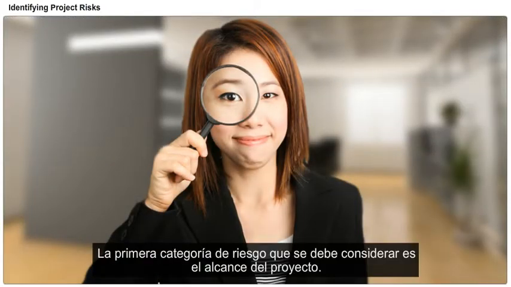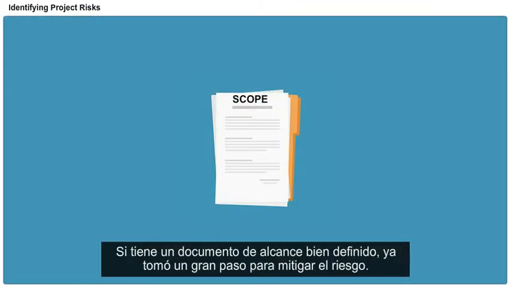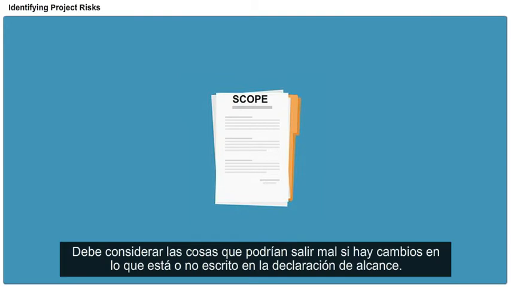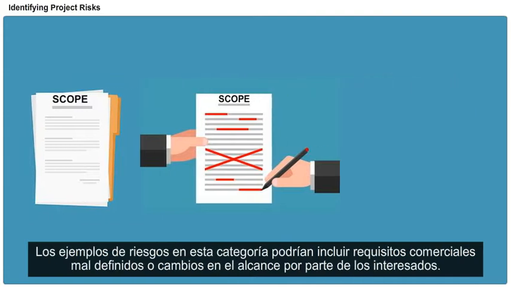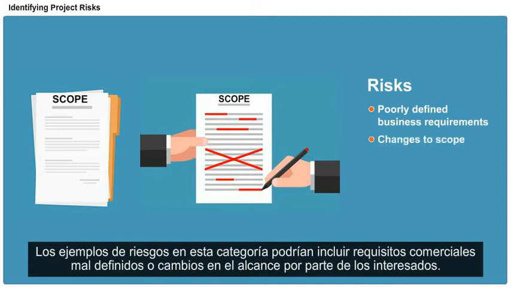The first category of risk to consider is the project scope. If you have a well-defined scope document, you have already taken a huge step to mitigate risk. You should consider things that could go wrong if there are changes to what is written or not written in the scope statement. Examples of risks in this category could include poorly defined business requirements or changes to scope by business stakeholders.